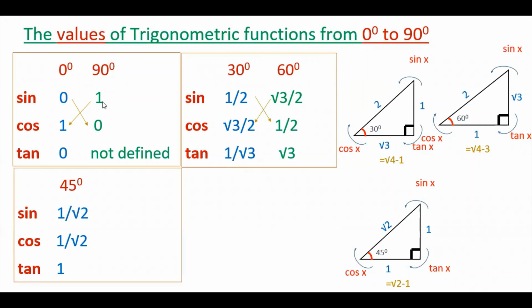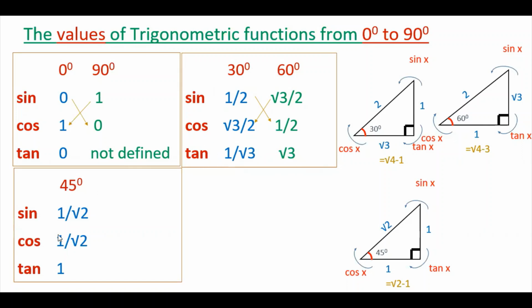Tan 0 is sin by cos, so 0 by 1, that is 0. And tan 90 is 1 by 0. In the denominator, 0 is not defined, so tan 90 is not defined. And here also, sin 30 is 1 by 2. Sin 60 is root 3 by 2. If you reverse them, then cos 30 is root 3 by 2 and cos 60 is 1 by 2. And tan 30 is 1 by root 3 and tan 60 is root 3.